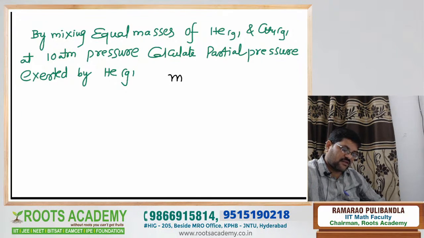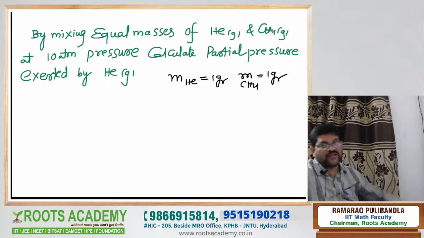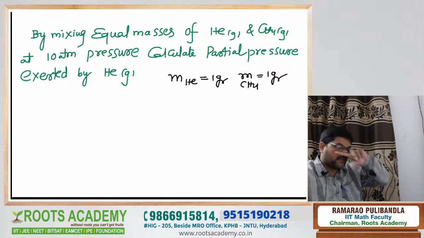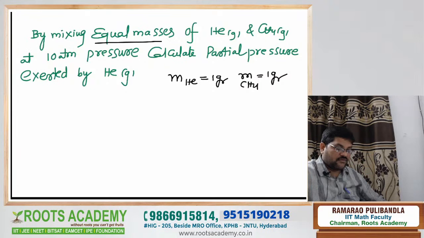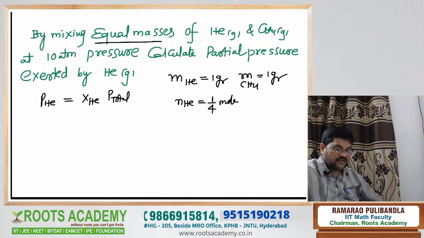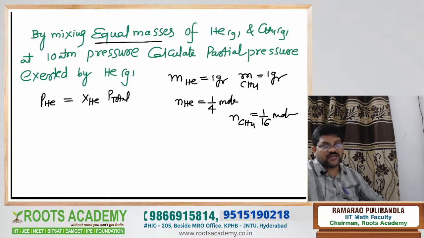So for equal mass, the mass of helium is taken as 1 gram and the mass of methane is taken as 1 gram each. Why take 1 gram? Because of equal mass. But you want the partial pressure of the helium gas, which equals the mole fraction of helium gas into total pressure. First for the mole fraction, you write the number of moles of the helium: 1 by 4 moles. And the number of moles of methane is 1 by 16 moles. Understood what I am saying?